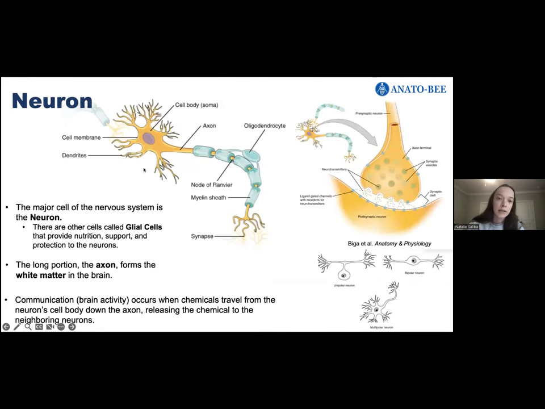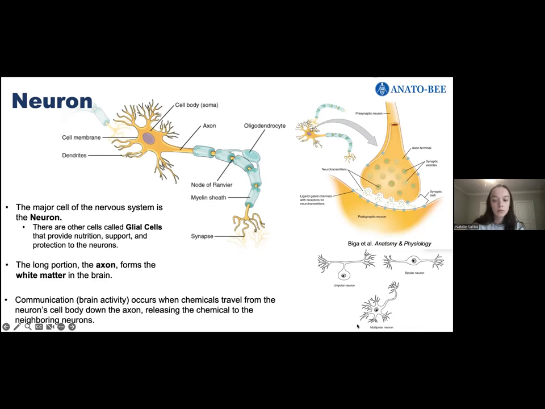In the brain, you have neurons, which are the basic cells of the brain, and they have supporting structures called glia, and it's this myelin you can see right here. We'll talk about that later, but it supports the neuron for nutrition and protection. The neuron has many different structural components. You have the cell body, and then you have the axon, and this is where it connects to another neuron. You can see how it connects from the cell body to the terminal right here. The long portion right here is the axon, and that's the white matter of the brain. Communication occurs when the chemicals travel from the cell body down the axon to the synapse, where you can see it releases little chemicals to the next neuron.